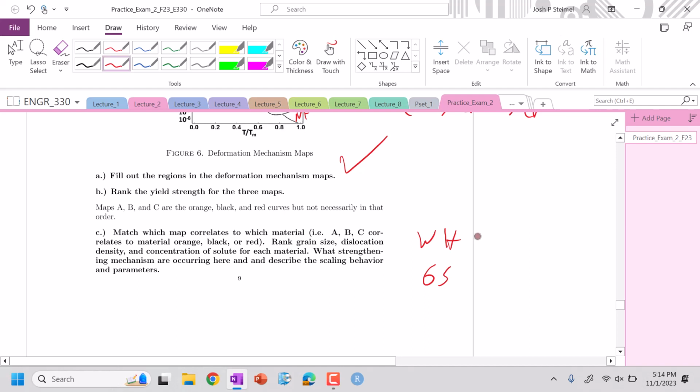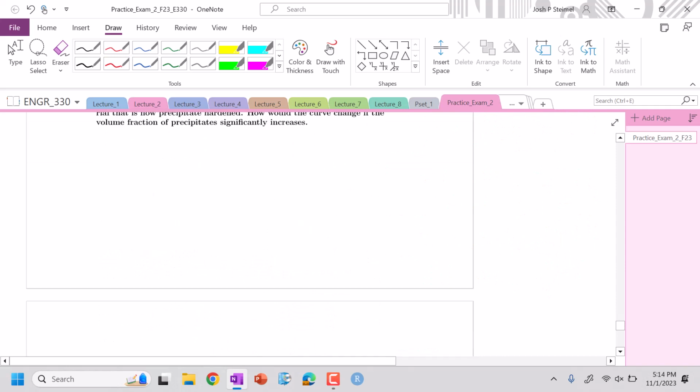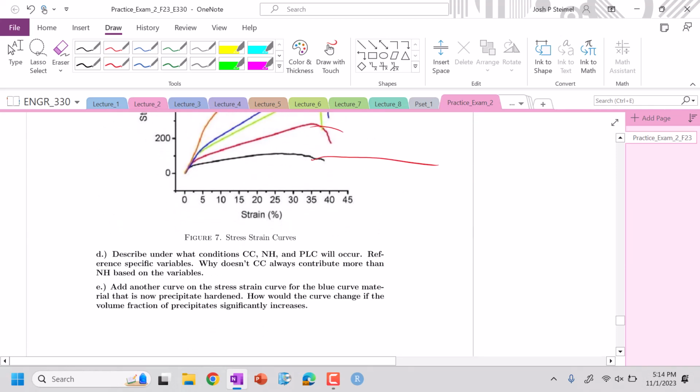And describe the scaling parameters. Work hardening scales as dislocation density to the 1/2 power. This scales as dg to the -1. Excellent. Describe under what conditions Coble creep, Nabarro-Herring, and PLC will occur.